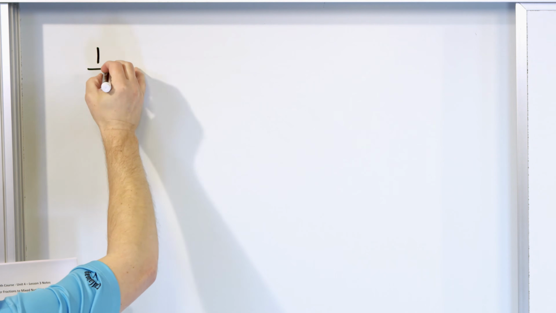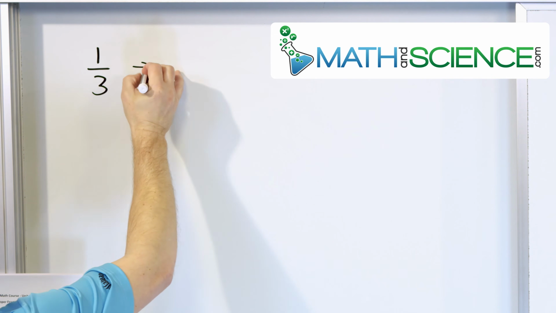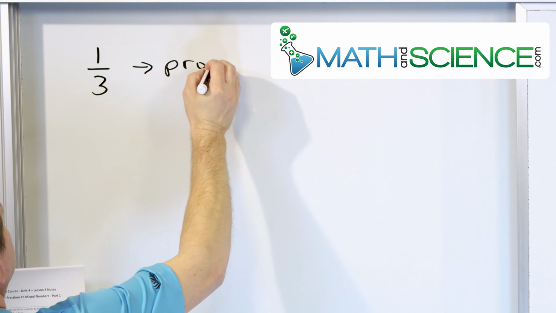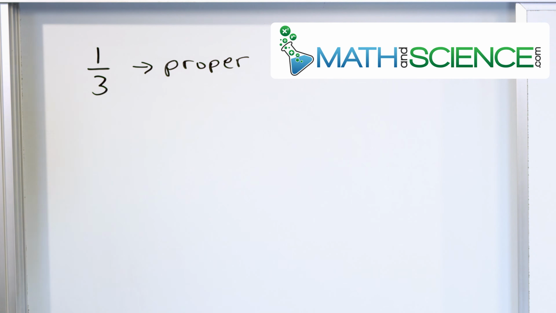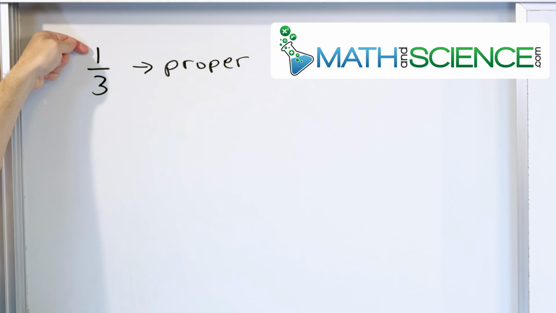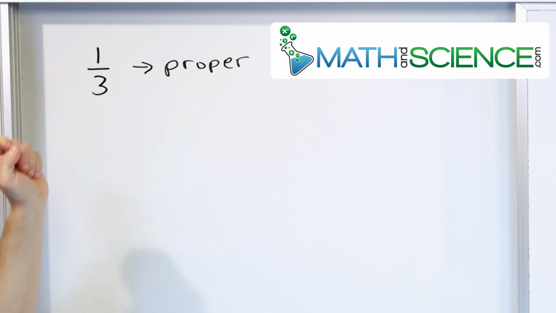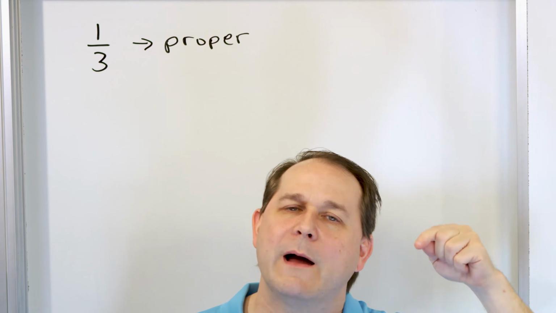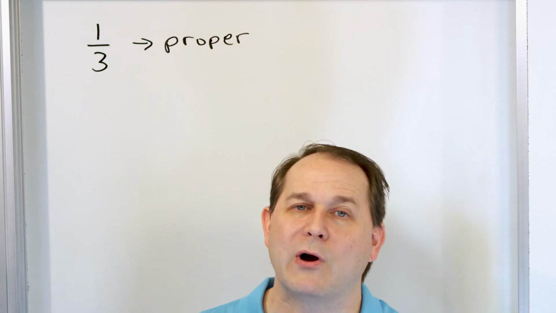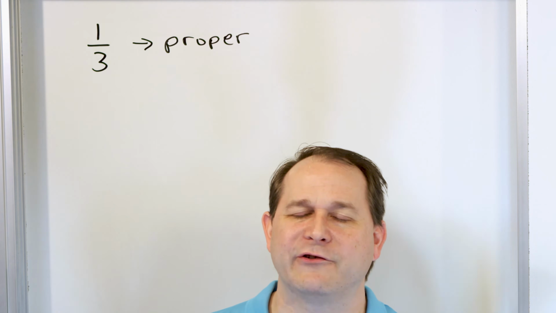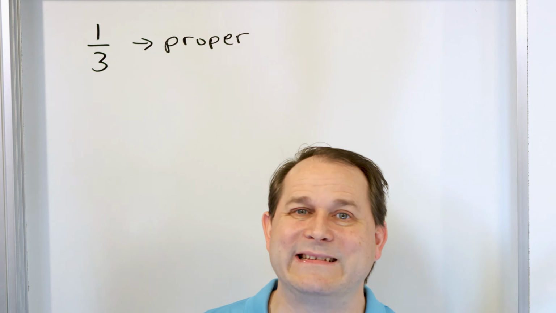The fraction 1/3. This is called a proper fraction. Why is it proper? Because the numerator, the top number, is less than the denominator. So any fraction where the top number is smaller is called a proper fraction, right? That's how most fractions are. They describe something less than 1.